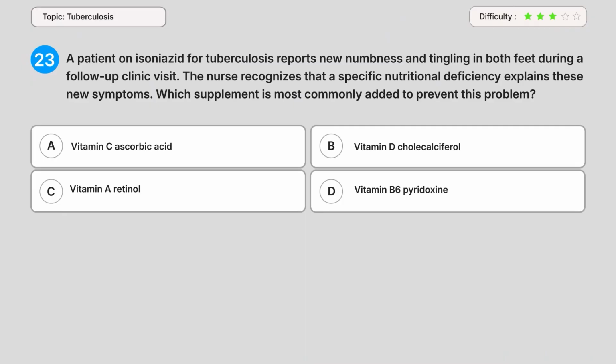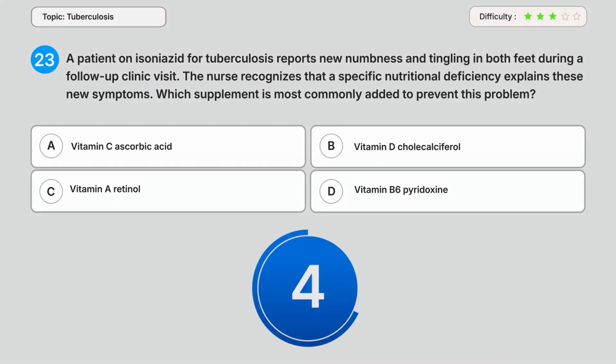A. Vitamin C, ascorbic acid. B. Vitamin D, cholecalciferol. C. Vitamin A, retinol. D. Vitamin B6, pyridoxine. What do you think is the answer?